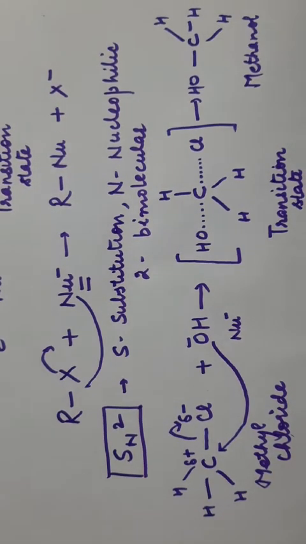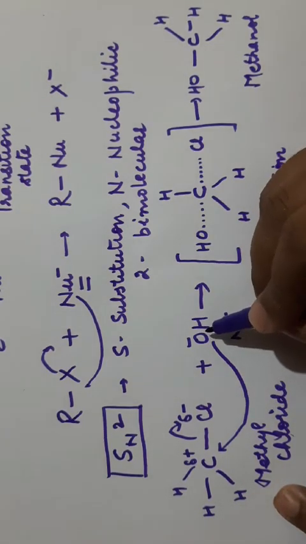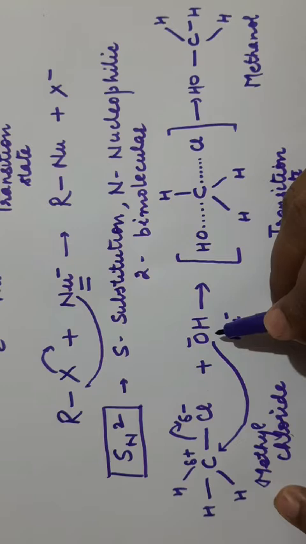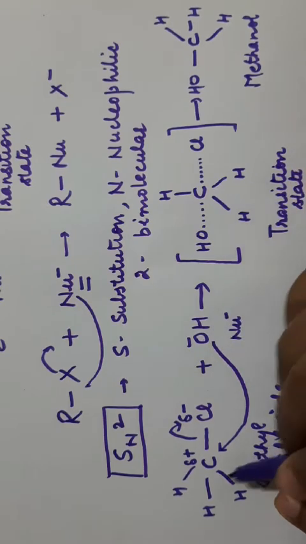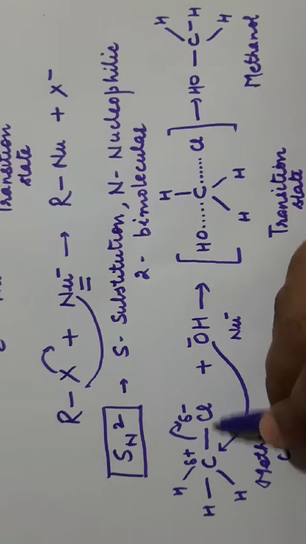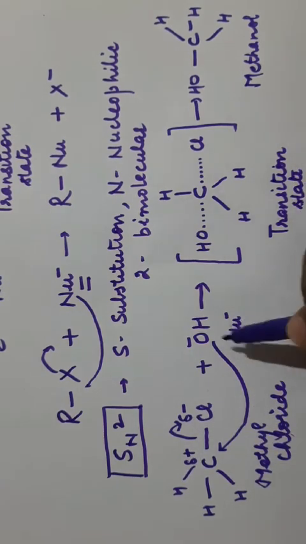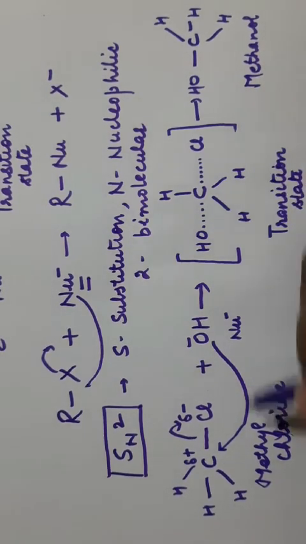See the mechanism again. We have taken a simple molecule, methyl chloride. Attack is done by a nucleophile, so it is a nucleophilic substitution reaction. This OH will attack at this carbon because this is a polar covalent bond. Carbon has partial positive charge, Cl has partial negative charge. So OH will attack here from the back side.